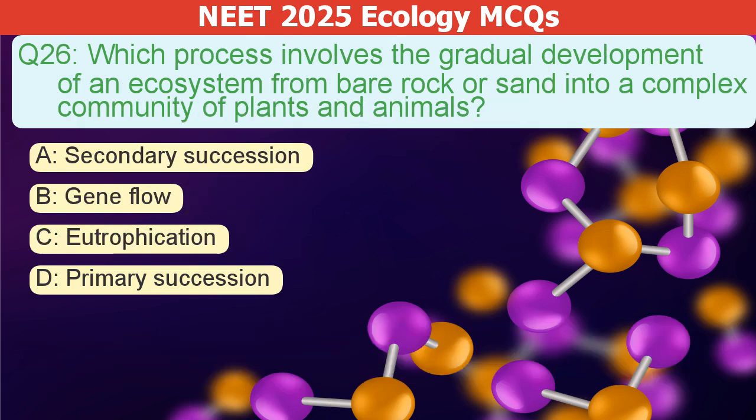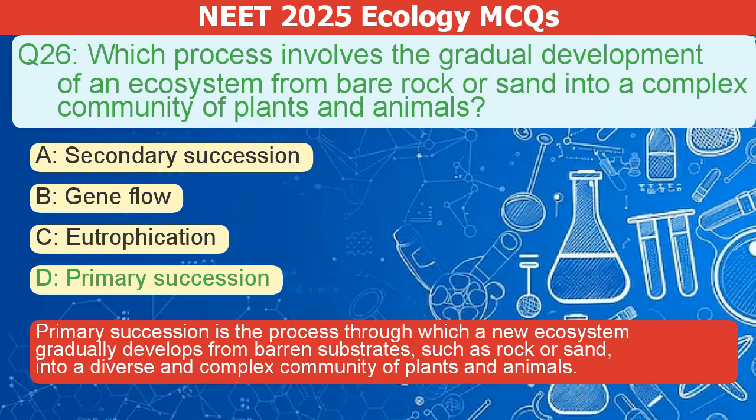Which process involves the gradual development of an ecosystem from bare rock or sand into a complex community of plants and animals? A. Secondary succession. B. Gene flow. C. Eutrophication. D. Primary succession. The correct answer is D. Primary succession is the process by which a new ecosystem gradually develops from barren substrates, like rock or sand, into a diverse and complex community of plants and animals.